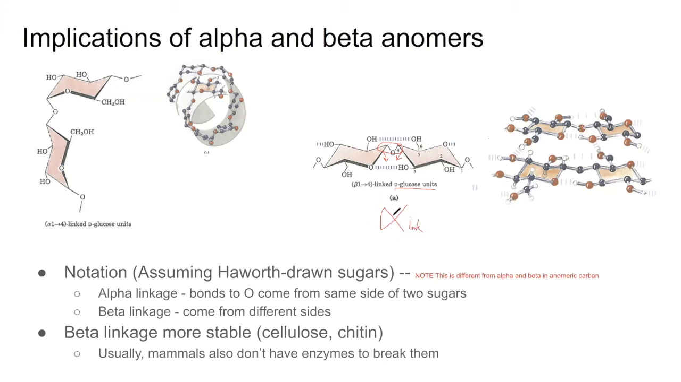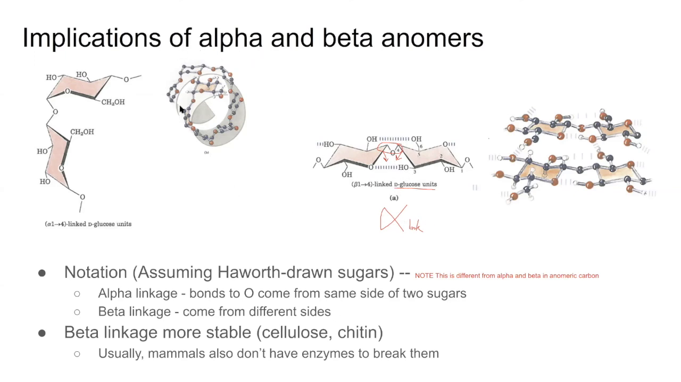And you might be confused because there's the letter beta right there, but this beta is referring to the fact that the bulky group and the anomeric OH are on the same side, hence it's beta. But when we're referring to the sugar as a whole, you look at the orientation of the bonds between the sugars. And if they're on the same side, that's alpha linkage.